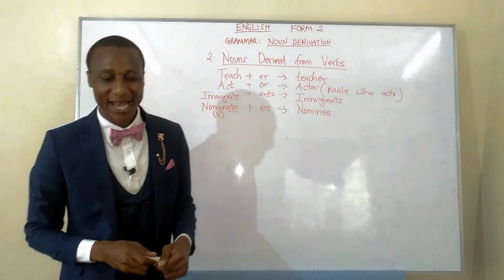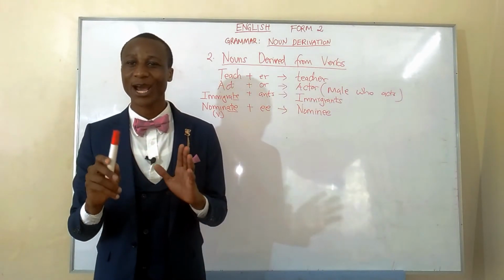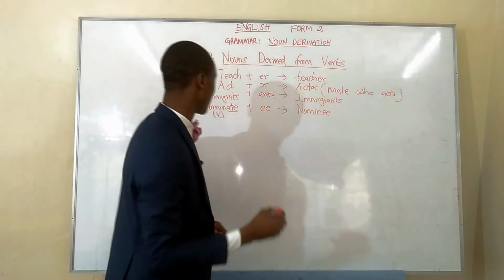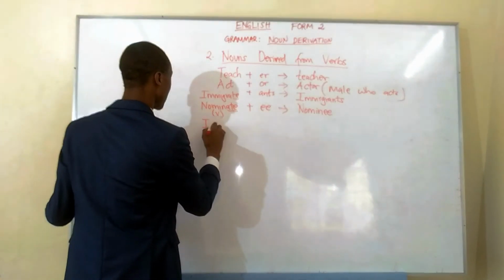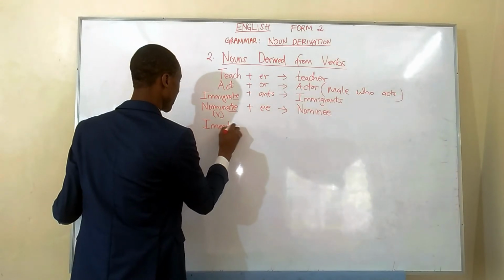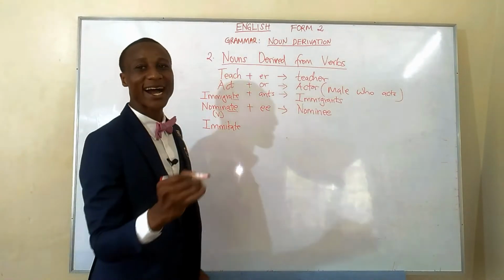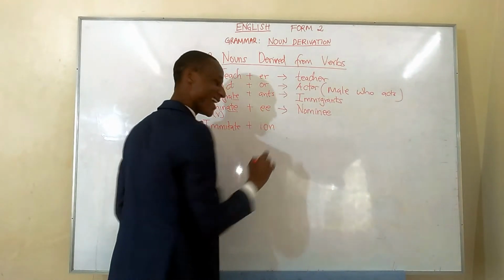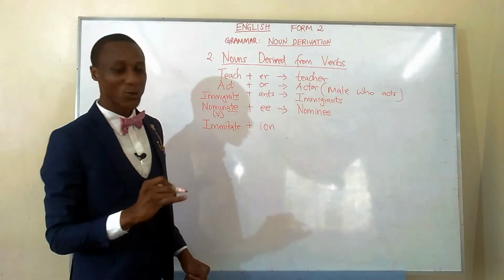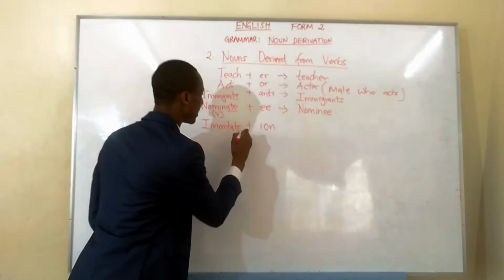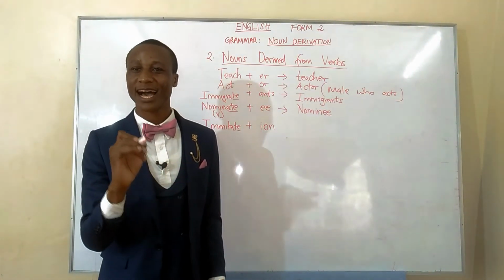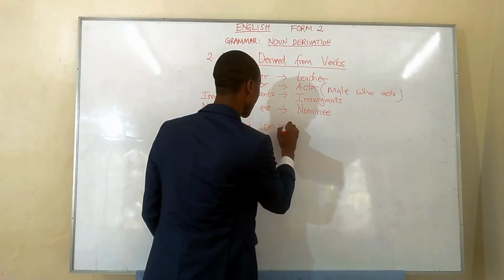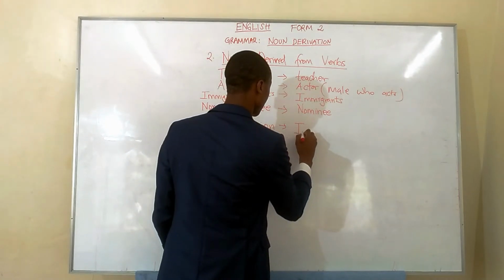When you add the suffix ion to the verb imitate, you drop the e, then you add the suffix ion, so you form a noun, imitation.